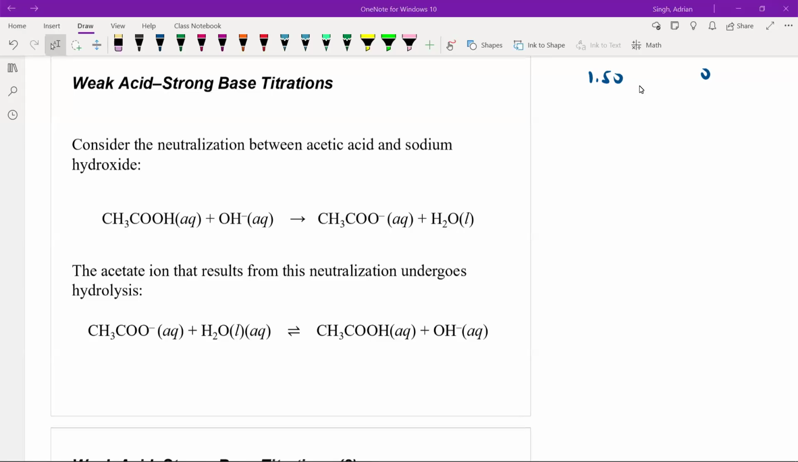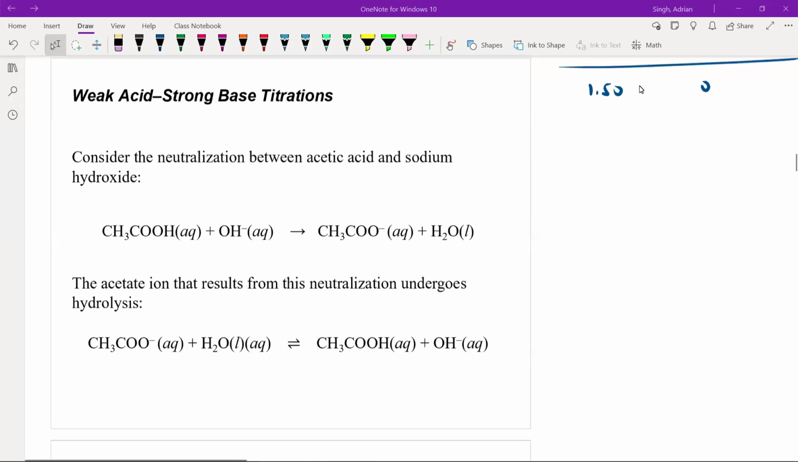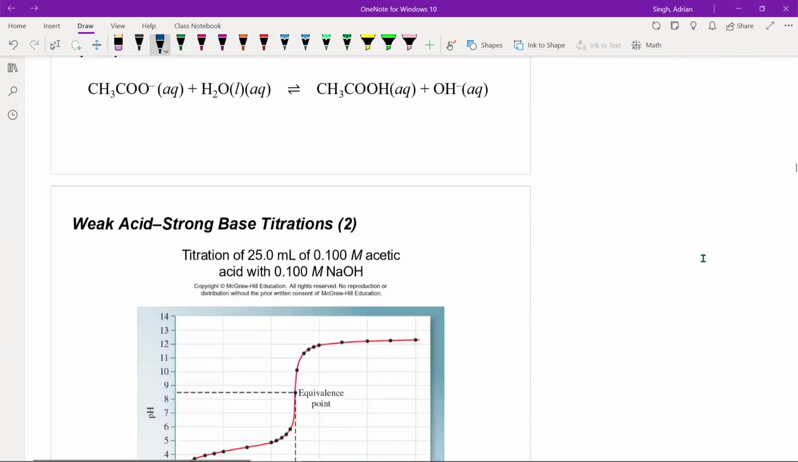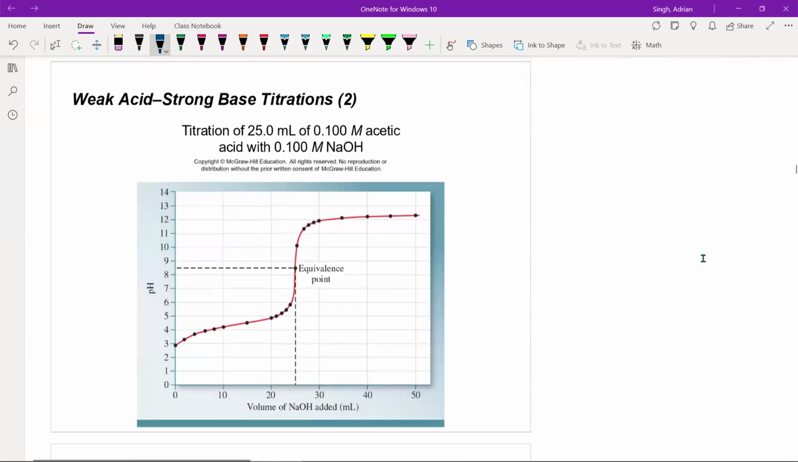Okay, so now we're going to take a look at a second combination, which is a weak acid strong base titration. So this is our weak acid strong base. Here we're going to be starting off with a weak acid and then titrating a strong base like sodium hydroxide against it. Now, we mentioned before that the first thing we need to consider is the difference in the shape of the titration curve.